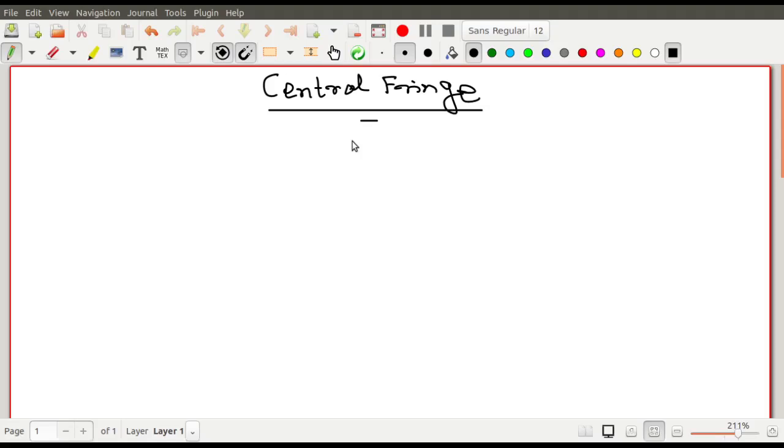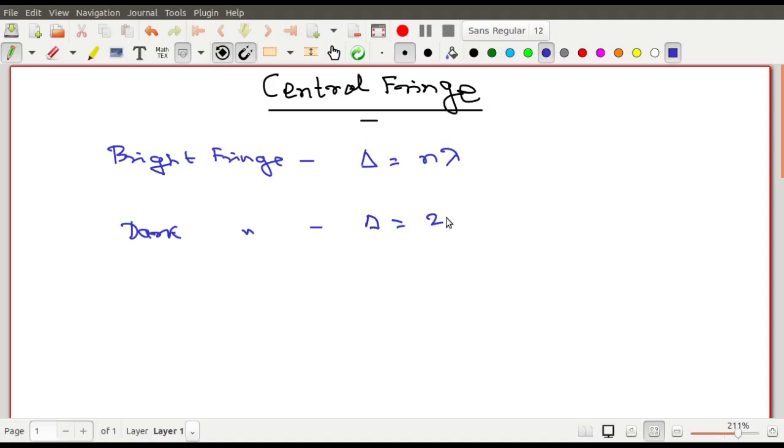So let us try to understand next about the central fringe. You recall the condition of the bright fringes. What is the condition of bright fringes? The condition for bright fringe is the path difference delta equals n lambda. And the condition for the dark fringe is delta equals (2n plus 1) into lambda by 2.